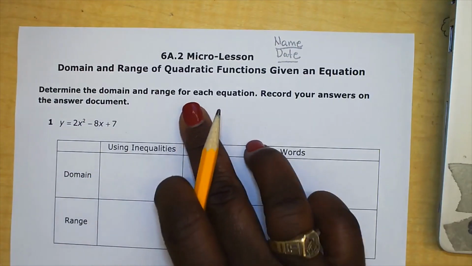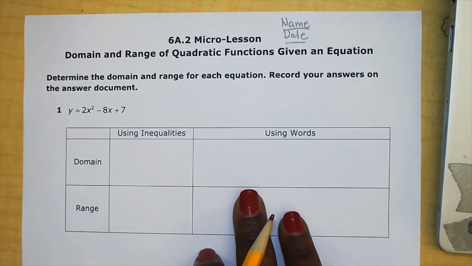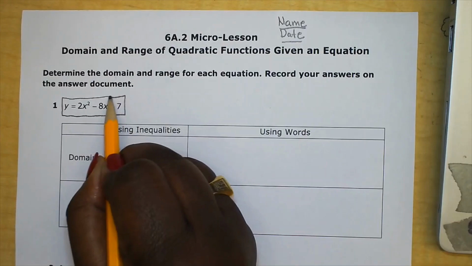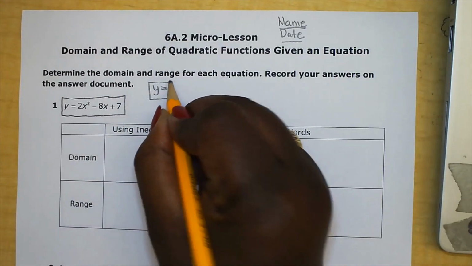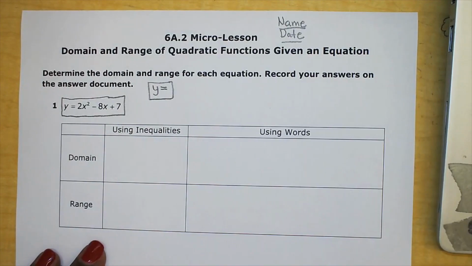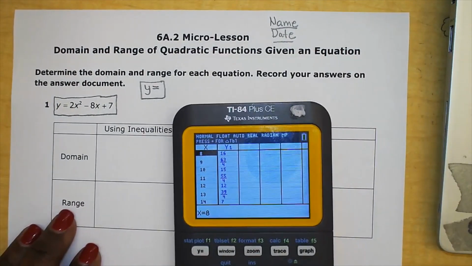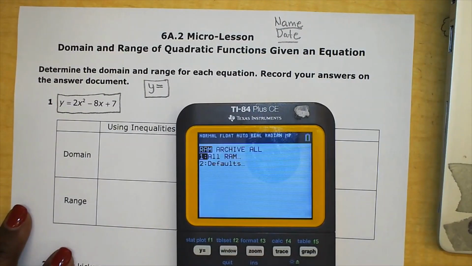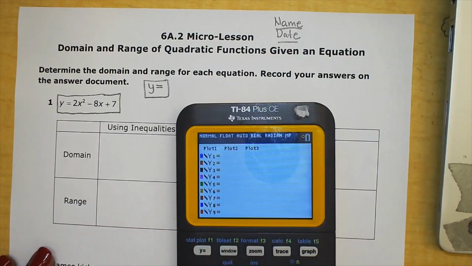Determine the domain and range for each equation. Record your answers on the answer document. When you're given an equation and y equals, you want to press y equals on your calculator so you can model a picture of this equation. So let's do that now. Press y equals. First, you want to press second plus 712. Reset your calculator. Press y equals.